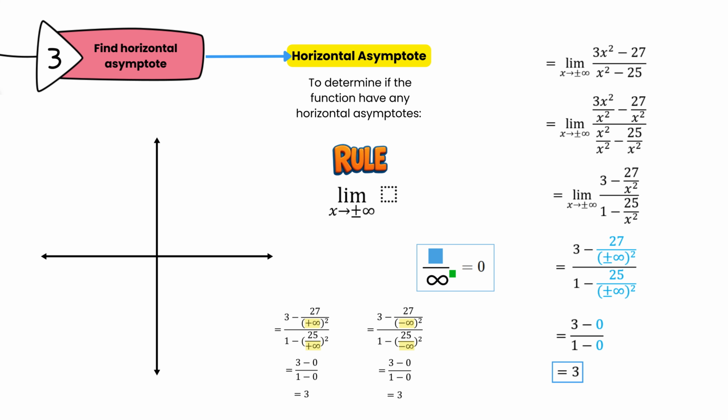The limit as x approaches positive infinity will tell you where the graph levels off to the right. The limit as x approaches negative infinity will tell you where the graph levels off to the left. So always check both sides when looking for horizontal asymptotes. So in our function, both positive and negative infinity give us the same value, which means we have one horizontal line at y equals 3.